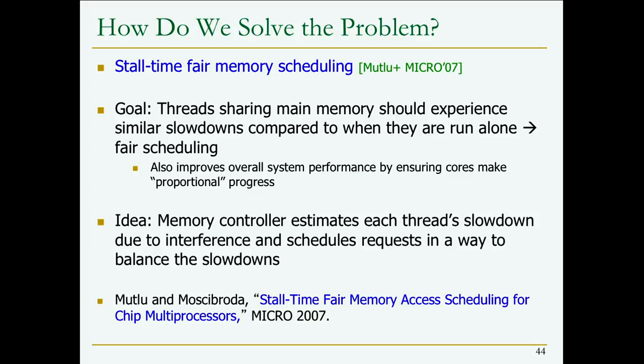Basically, the goal is to ensure that threads that are sharing the main memory experience similar slowdowns compared to when they run alone. That's the definition of fair scheduling in this case, right? Everybody can always argue with the definition of fairness. That's one of the issues, as we've discussed, right? But this is one definition of fairness.